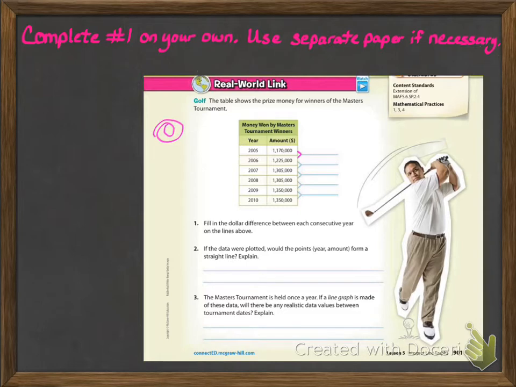If you need additional space, feel free to get out a clean sheet of notebook paper. So go ahead and pause your video now and find all the differences between the numbers between the years 2005 and 2010. All right. Once you've subtracted, here's what you should have come up with. The difference between 2005 and 2006 is $55,000. The difference between the second and third year is $80,000, and then $0, then $45,000, and then $0.